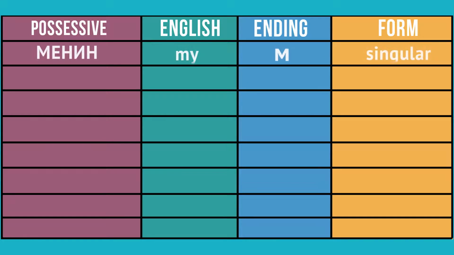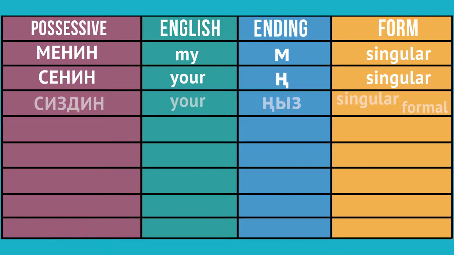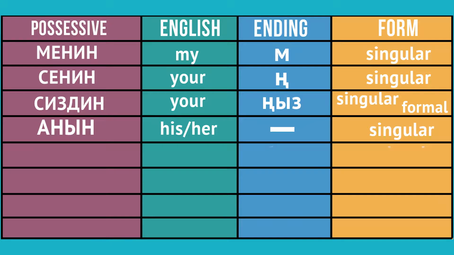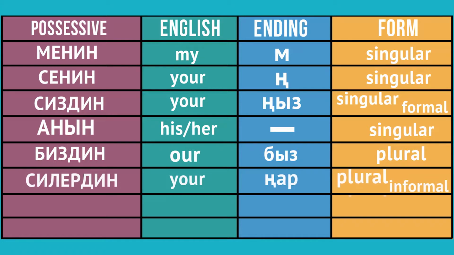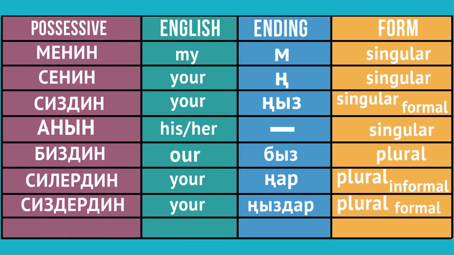Menin has ending m, senin has ending ng, sizdin has ending ngız, anın has no ending, bizdin has ending biz, silerdin has ending ngar, sizderdin has ending ngızdar, alardın has no ending.